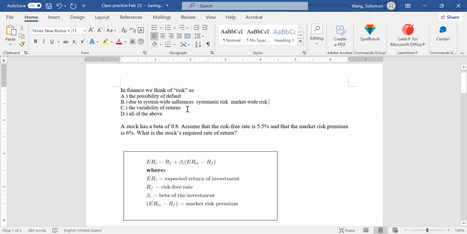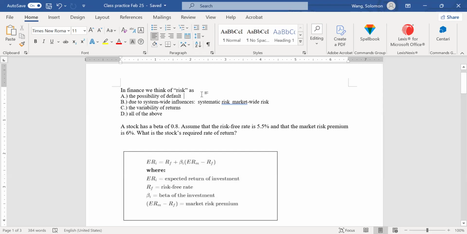Okay. And risk can also be defined as the variability of returns. Sometimes you have good returns, sometimes you have a negative return. Like on October 16th, 1986, it's called Black Monday. The entire market went down by 26%. So that's a risk. So all of these are correct.